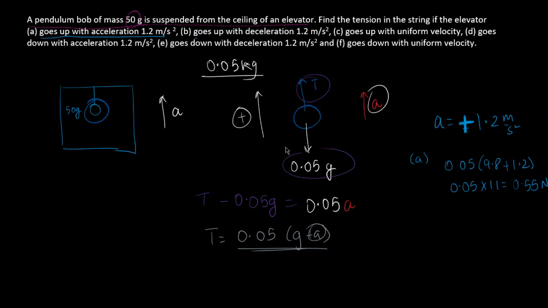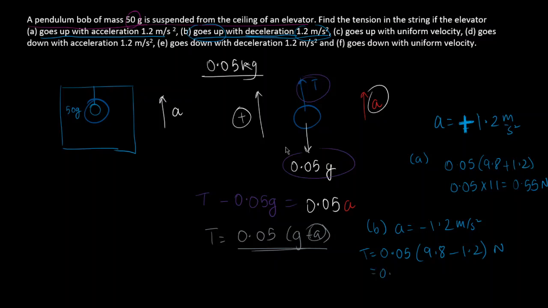Second one is goes up with deceleration 1.2 meters per second squared. And this gets a little bit tricky, since going up with a deceleration just means it will go down sometime. So you might think that going up means a positive acceleration. Well, it doesn't, since it has already explicitly stated it's decelerating. So the acceleration in this case will be negative. So for the second case, you have negative 1.2 meters per second squared. And if you use this, then the tension now will be equal to 0.05 times (9.8 minus 1.2), all of that in newtons.